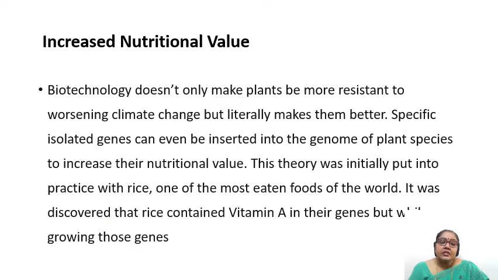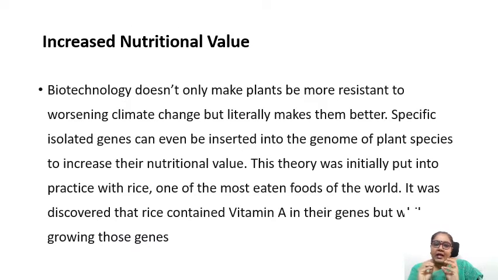Coming to the nutritional value, biotechnology doesn't only make plants more resistant to the worsening climate change, but also makes them better off in terms of nutrition. We can alter or increase the nutrient value in a particular crop. So it's not just about controlling the disease or pests or making it drought resistant; we are also trying to protect or increase the nutritional value.